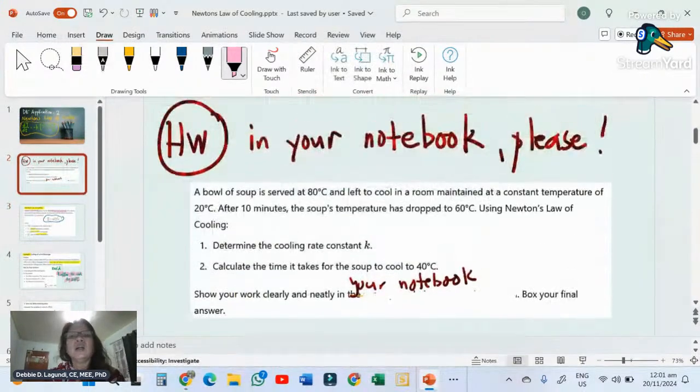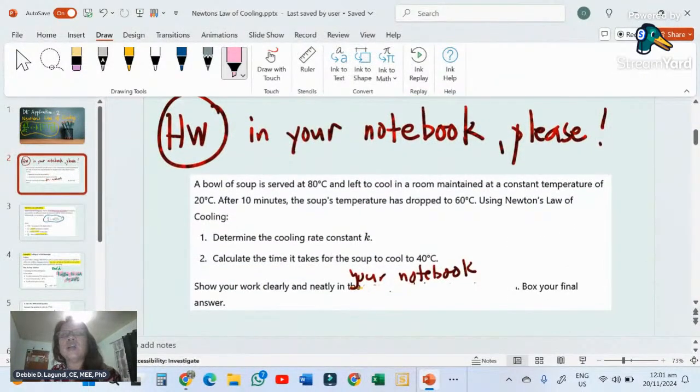Now, you will have a homework that will be written in your notebook. It's a very practical one. It says here: a bowl of soup is served at 80 degrees Celsius and left to cool in a room maintained at a constant temperature of 20 degrees Celsius. After 10 minutes, the soup's temperature has dropped to 60 degrees Celsius.